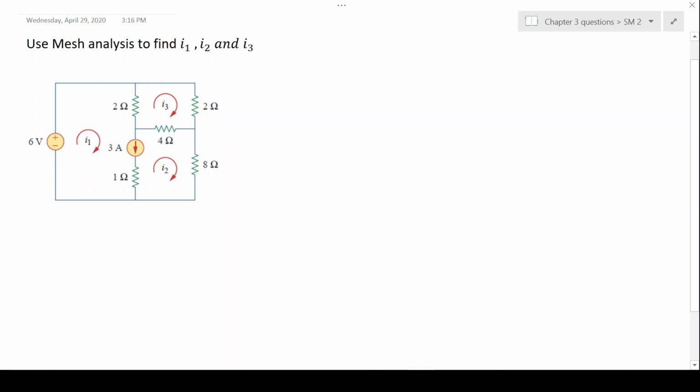Hello everyone, and welcome to this example recording on super meshes, where we're going to be using mesh analysis to determine the currents I1, I2, and I3. As per the previous example, when you are looking at your super mesh analysis method, the first step is to remove the current source forming the super mesh and any element connected in series with it, and then you're going to do a mesh analysis in the circuit that remains.